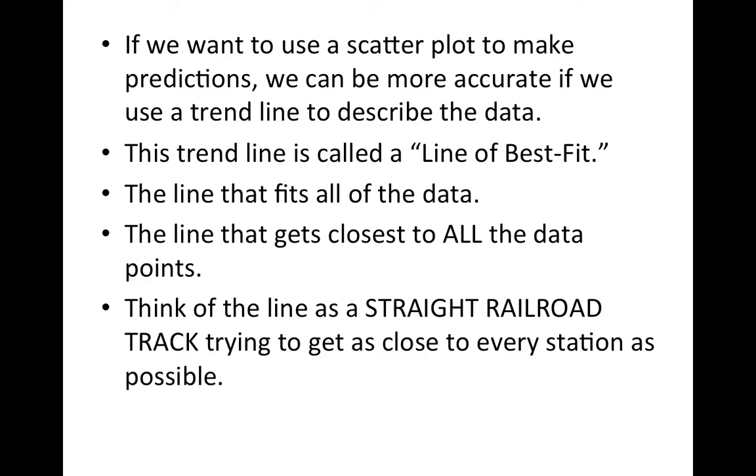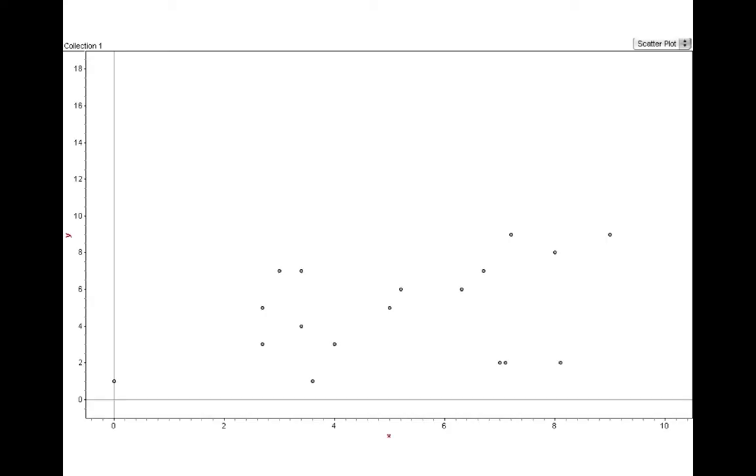I like to think of the line as a straight railroad track, trying to get as close to every station as possible, the station being the points. So if we have this scatter plot, we see all those data points scattered throughout, and we can see a little bit of a trend here. They seem to be all over the place, but the ones on the right side of the screen seem to be a bit higher than the ones on the left side of the screen. That's not to say all the ones on the right are higher than all the ones on the left, but that seems to be the general trend, that they are going up and to the right.